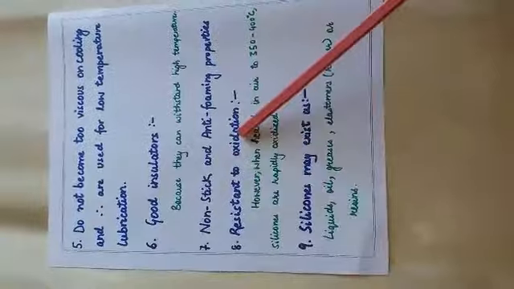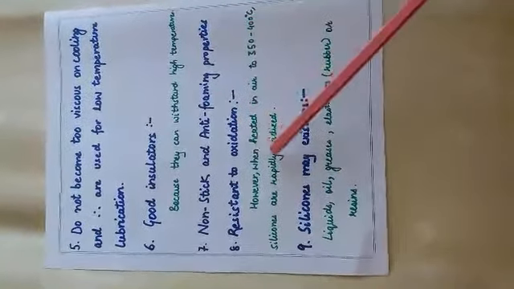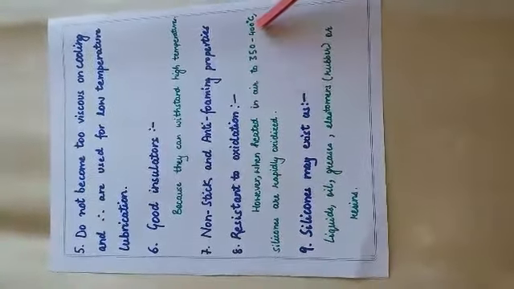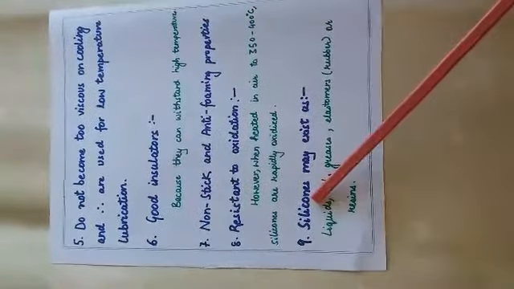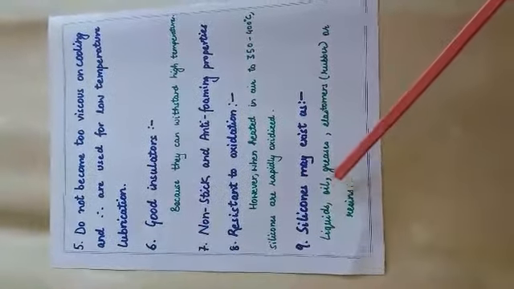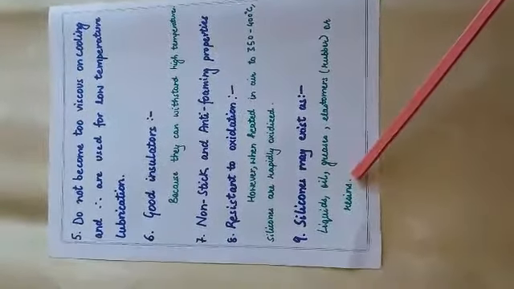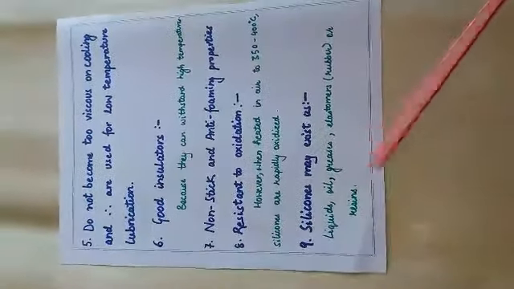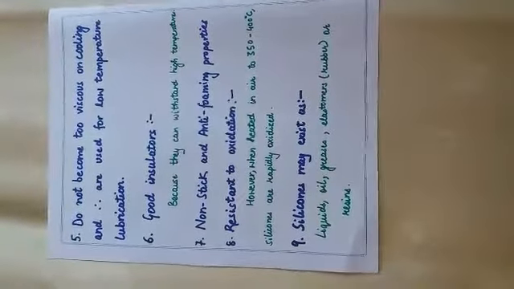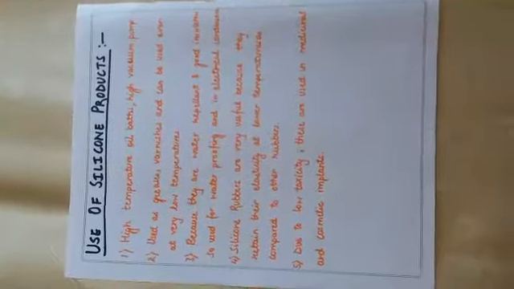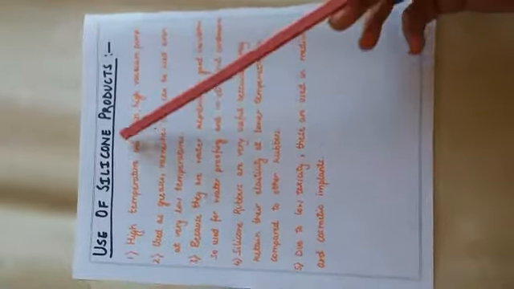Then they are resistant to oxidation. Only at higher temperatures do they get oxidized, that can be 350 to 400 degrees centigrade. And the silicones exist as liquids, oils, greases, elastomers, rubbers or resins. So they exist in different forms. These were a few properties of the silicone molecules. Now we'll move on to the uses of silicone products.